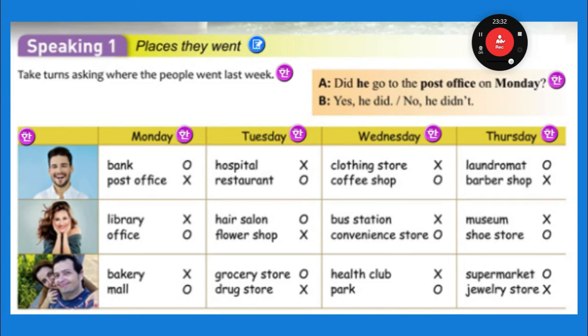Did someone go where they went in the day? Did he go to the post office on Monday? Yes, he did, or no, he didn't. Know how to answer the question. And know all of the words here. Know all of these vocabulary words. Be able to say them and be able to write them. Convenience store is the longest one. It's one you're going to have to remember how to say and how to write.